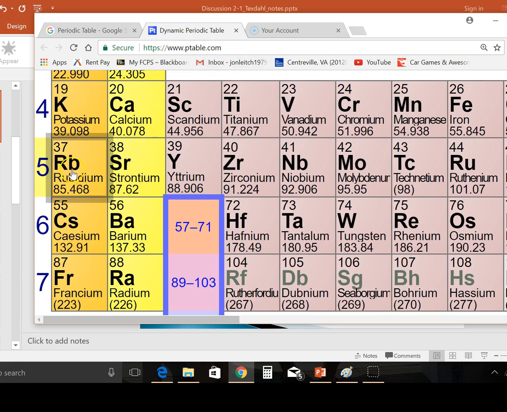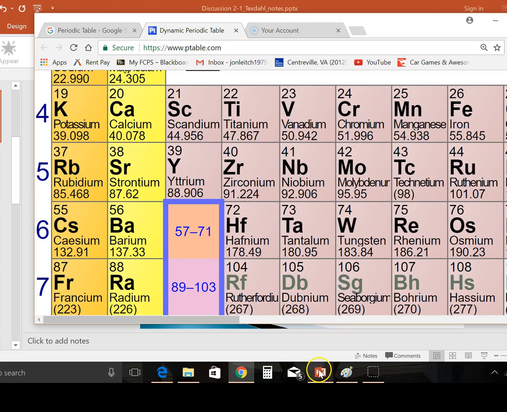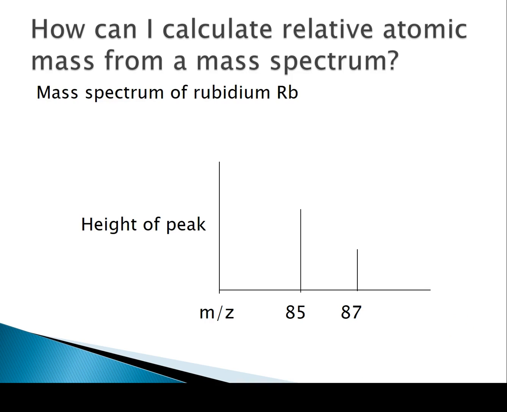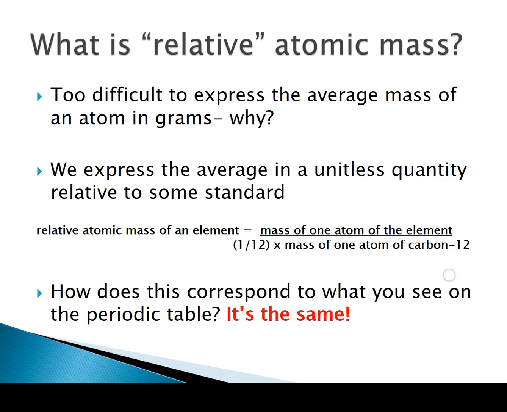If you look at the periodic table, the average atomic mass of rubidium is 85.47. But if you had to use that mass spectrum to identify the element, no other element would come closer than rubidium. Excuse me. This is the first time I've done this, so you're going to have to bear with me.